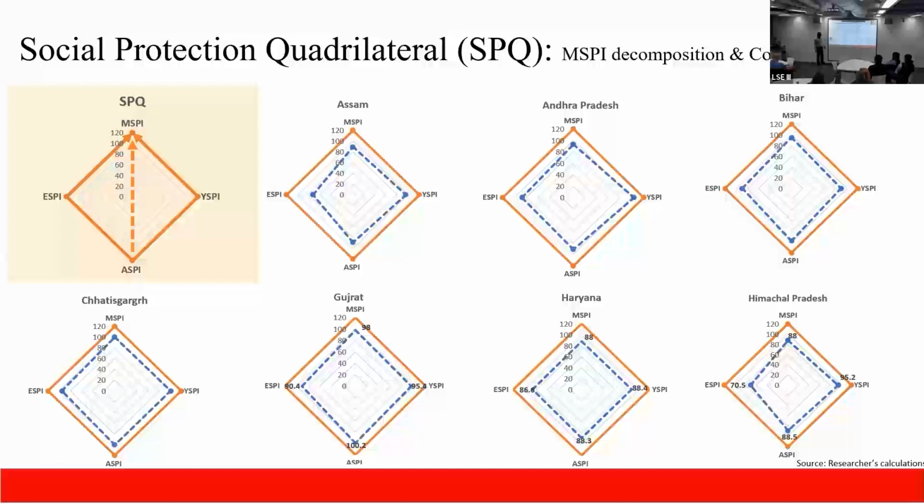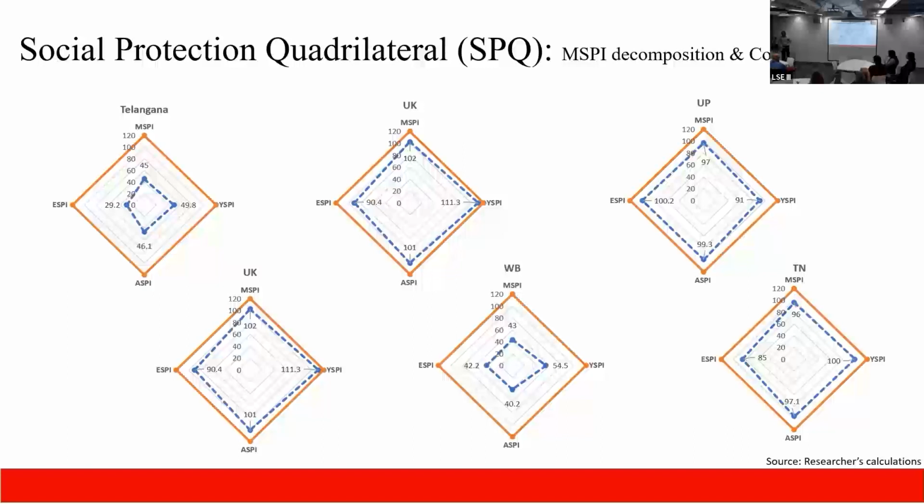I will not go through every state, but just take the example of one state. For example, the elderly social protection index in Assam looks very far from the perfect score compared to the other indices. So Assam needs to focus more on its elderly social protection program, so that its score can improve, which will ultimately improve the overall score of the multidimensional social protection index. That's the purpose of this social protection quadrilateral. I have plotted all the states.